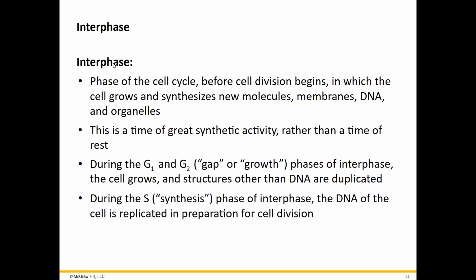So, summing up what I already said, interphase, it's before division begins, in which the cell grows. We synthesize new molecules, new membranes, new organelles, new DNA. It is a time of great synthetic activity. A lot of stuff is growing. G1 and G2 we call gap in growth. I just want you to know it's when we're building everything that's not the DNA. S is when the DNA is replicated.